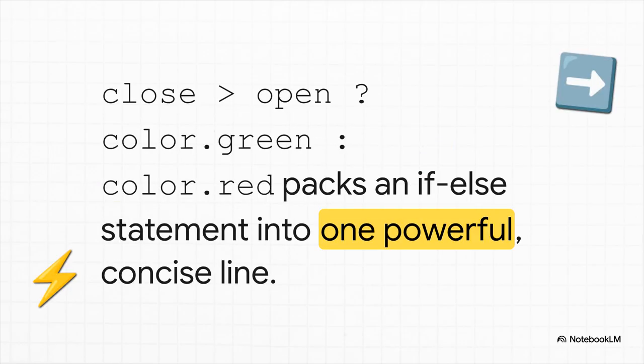And for those of you who like a good shortcut, there's the ternary operator. It's a way to pack a simple if-else decision into a single line. Look at this example. We're setting a color. If the close is greater than the open, use green. Otherwise, use red. It's an entire if-else statement in one super clean, powerful line of code.